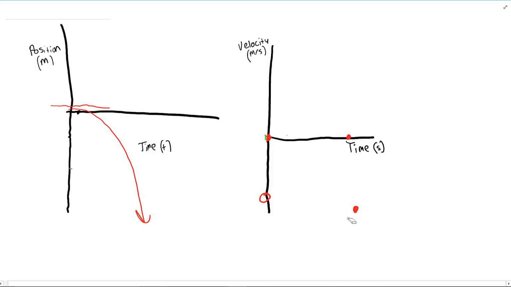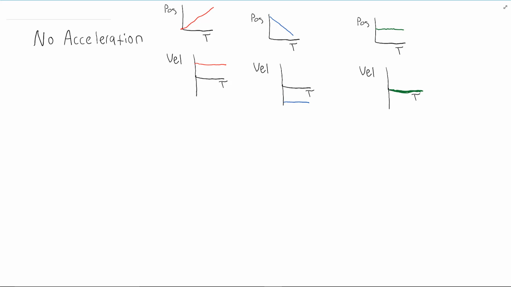So let me put up a little summary thing here, and hopefully that'll help. So if you have no acceleration, the position versus time graph is going to look like a straight line. If it's a straight line with a positive slope, you have a constant positive velocity. Straight line with a negative slope, constant negative velocity. Then a straight line with no slope means you have 0 velocity everywhere.